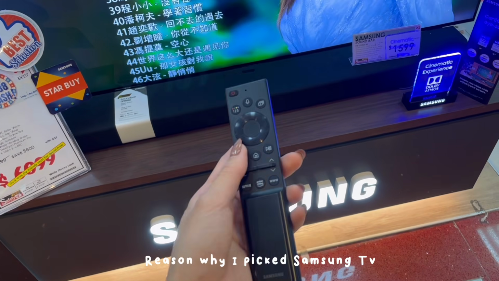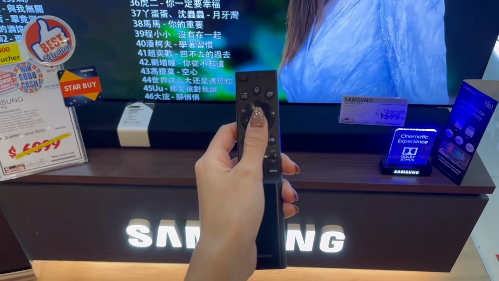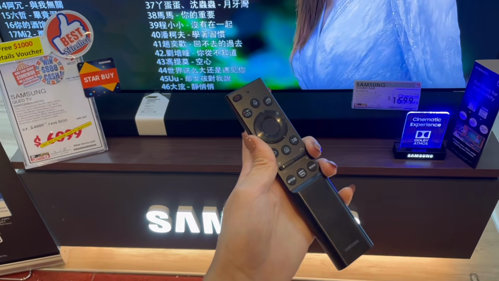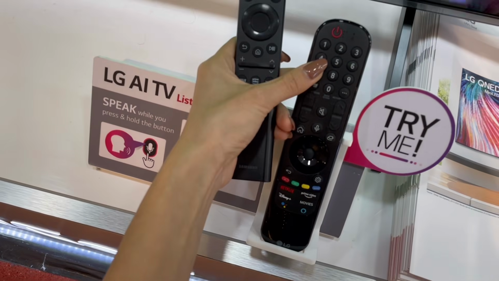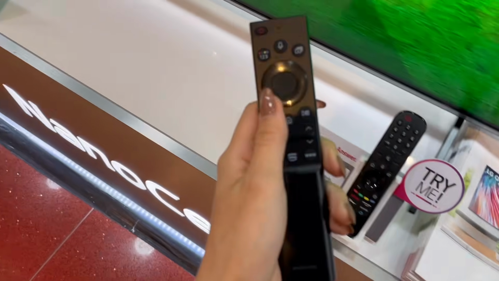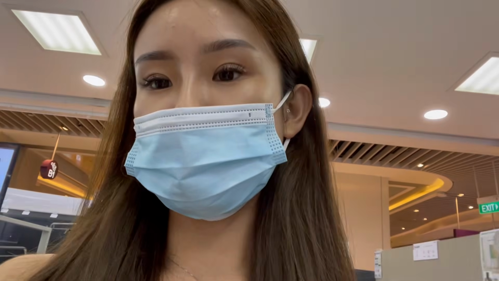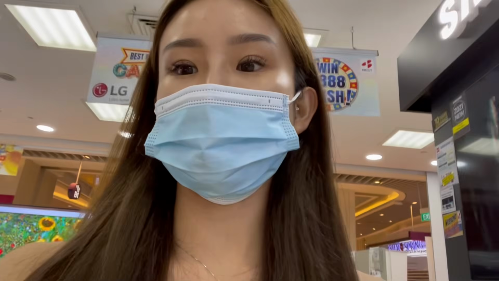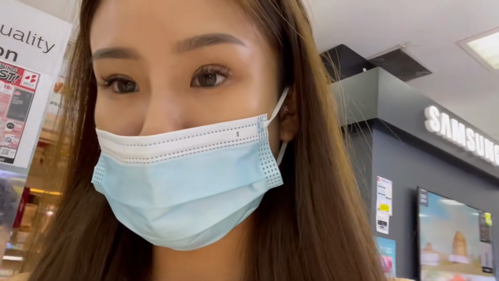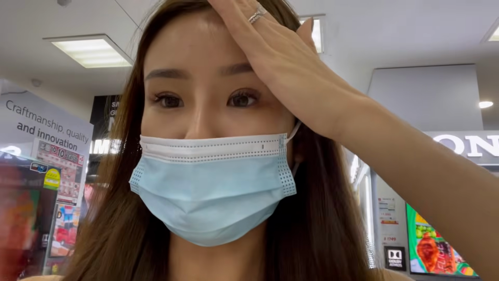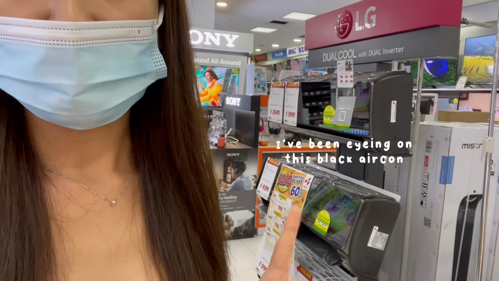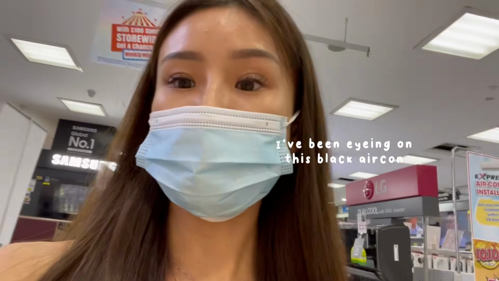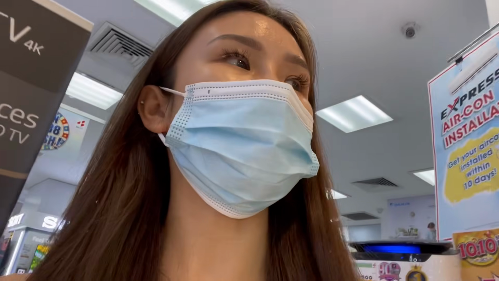So this remote is actually the reason why we picked up the Samsung TV. I just love how sleek it looks compared to the normal kind of remote you see here. Oh my god, such an impromptu trip. Anyway, Ken is making the deposit for the TV. We initially came in here to get the quotation for aircon. This is the aircon. We are actually looking at the black one. So sleek, right? That's Ken. Oh my god.